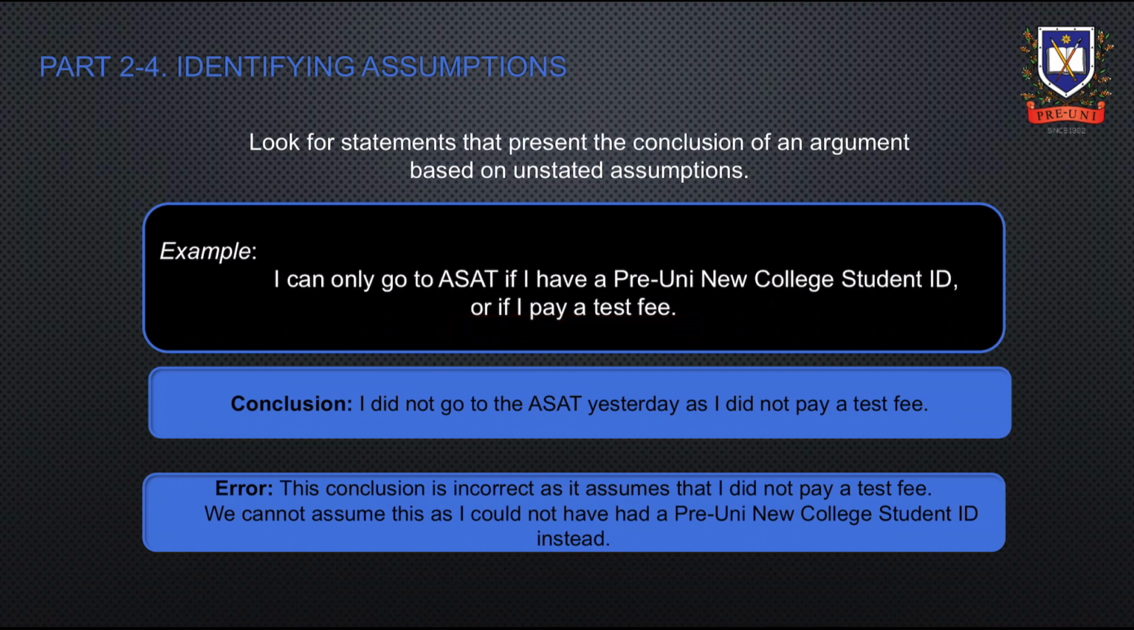An incorrect conclusion answer option would be, I did not go to the ASAT yesterday as I did not pay a test fee. Here, this uses the assumption that this person did not go to the ASAT test because the test fee was not paid, where rather it could have been that the person did not have a Pre-Uni New College student ID. Therefore, this conclusion is incorrect due to the incorrect use of an assumption.